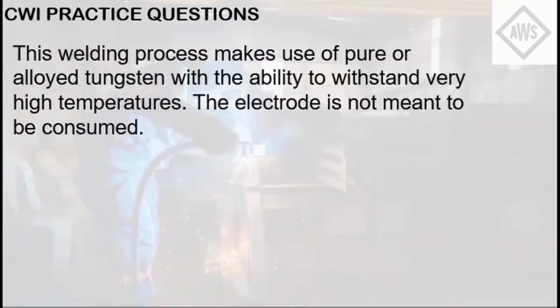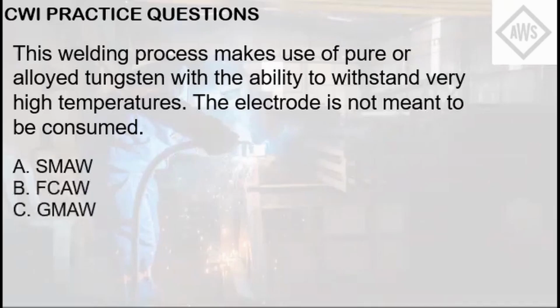This welding process makes use of pure or alloy tungsten with the ability to withstand very high temperatures. The electrode is not meant to be consumed. A. SMAW, B. FCAW, C. GMAW, D. GTAW. Now this welding process talks about making use of a pure alloy tungsten that is subjected to a very high temperature.